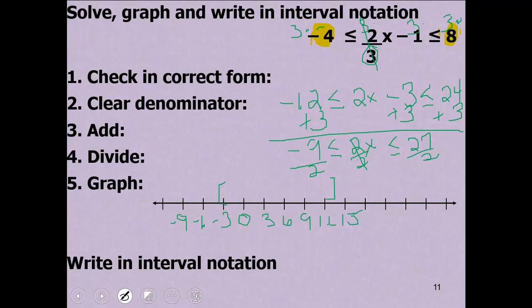So, and everything in between there, write in interval notation. It will be a negative bracket, -9/2, comma, positive 27 halves, bracket, just like that.